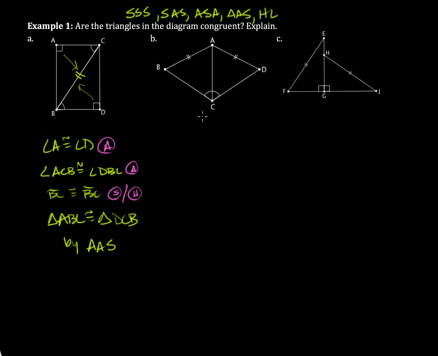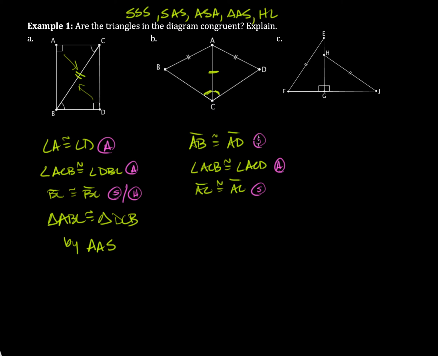In example B, let's look at what I have. I have that AB is congruent to, that's kind of a sloppy congruent sign, segment AD. So that would be a pair of sides. I have that angle ACB is congruent to angle ACD, right? These angles right here are congruent. So that would be a pair of angles. And then I have the reflexive property that would give me segment AC congruent to itself. So that's another pair of sides.